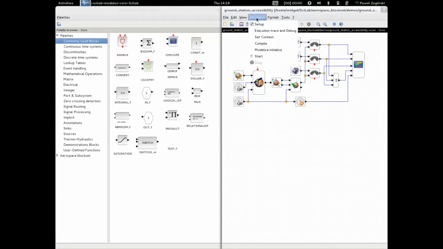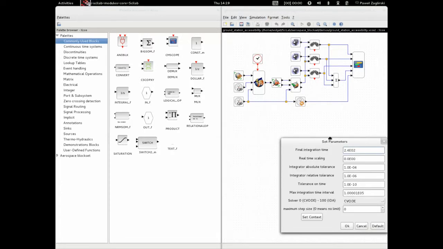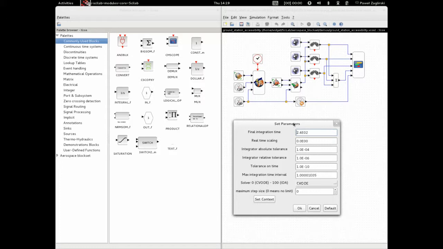First thing that is necessary is to set simulation time. In Xcos, simulation always starts with time equals 0 and always ends with a final integration time that is set by the user. This is, however, not very good for aerospace engineering, where not only time since the start of simulation is important, but very often the actual date has a very important role.